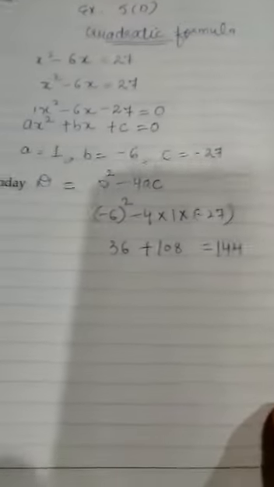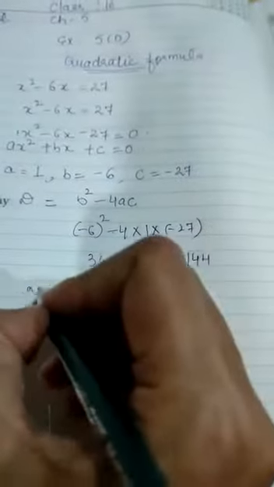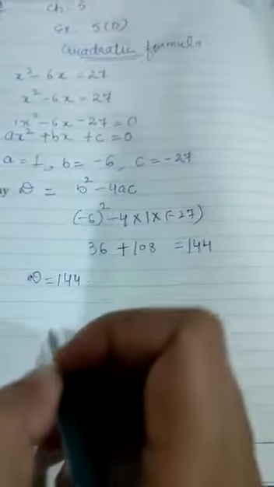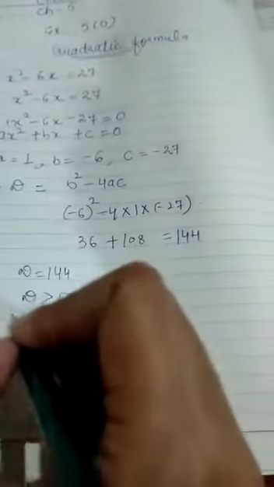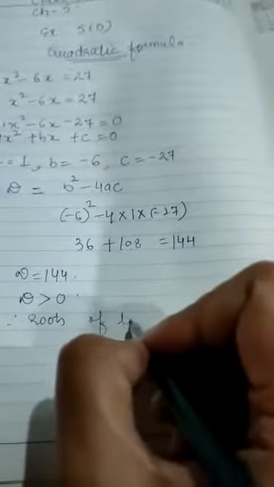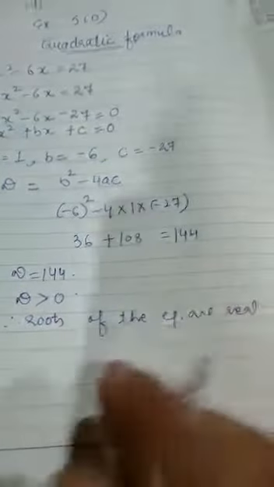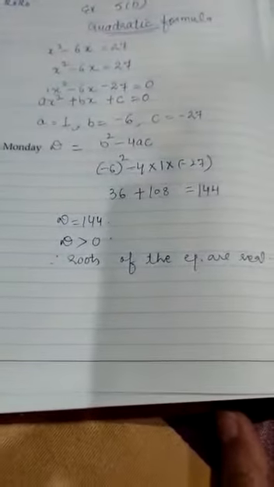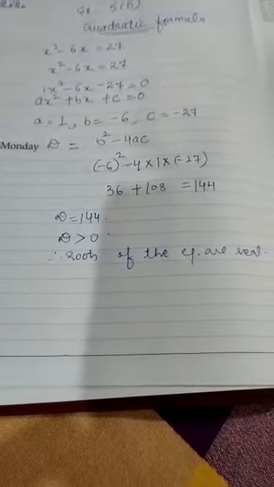Now we have to check whether the roots are real or not. Discriminant is equals to 144. Discriminant is greater than 0. So roots of this equation are real. Now up to here we have found out the nature of the roots, that the roots of the equation are real. But we have to find the roots of the equation.